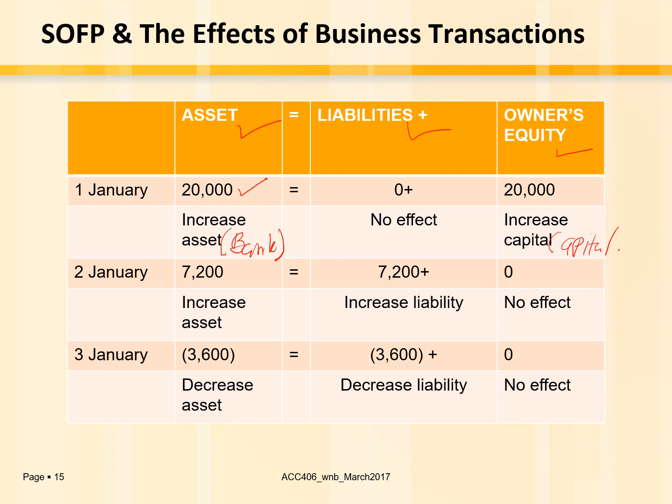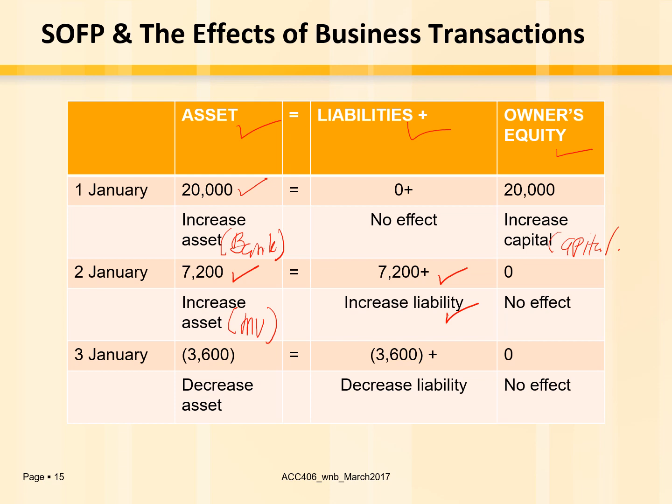Next, pada 2 Januari, dia beli motor vehicle daripada Wong. Dan dia beli secara hutang. So, this one lah aset dia bertambah, iaitu aset dia motor vehicle sebanyak 7,200 dan juga dia punya liability bertambah sebanyak 7,200. Untuk capital dia tak ada effect, no effect on owner's equity. So, if you can see from here, dia adalah balance. Pada masa yang sama aset bertambah, pada masa sama juga liability dia bertambah.